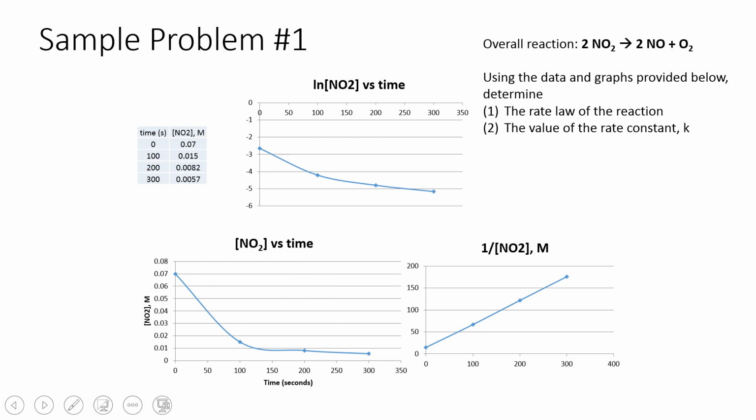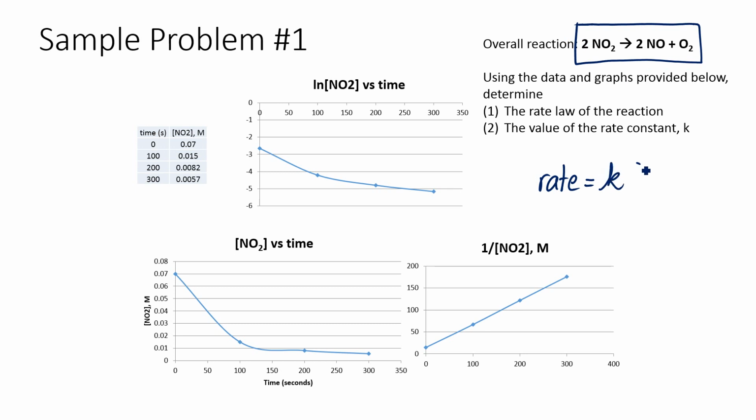So let's do a quick sample problem here. If you look here, this is our equation. We have just one reactant. So let's write out the base of our rate law here. So rate equals K times NO2 to some exponent. We're going to try and figure out what the exponent is. So using the data in the graphs below, we want to determine the rate law of the reaction. So I've got three graphs here: natural log versus time, concentration versus time, and the inverse of the concentration versus time. And I want to ask myself which of these graphs is linear.